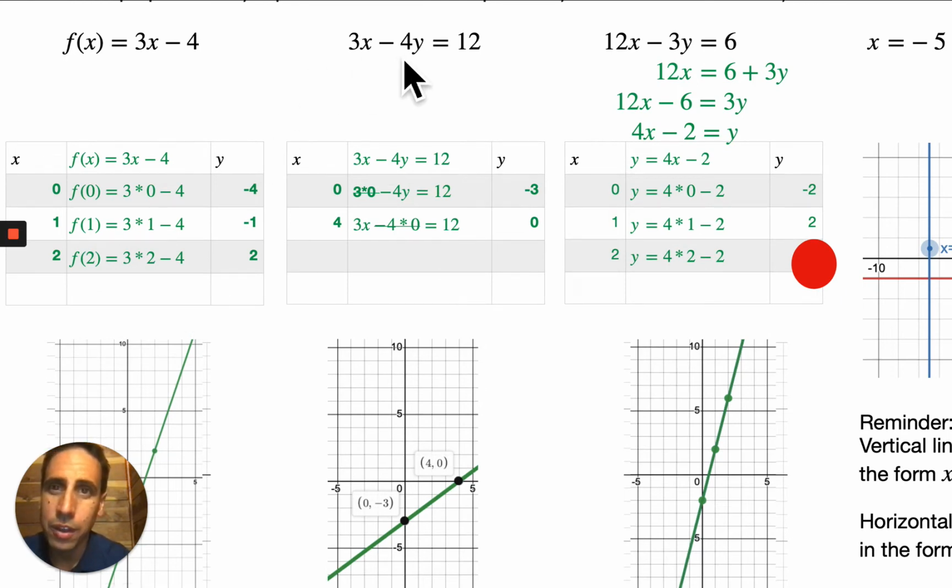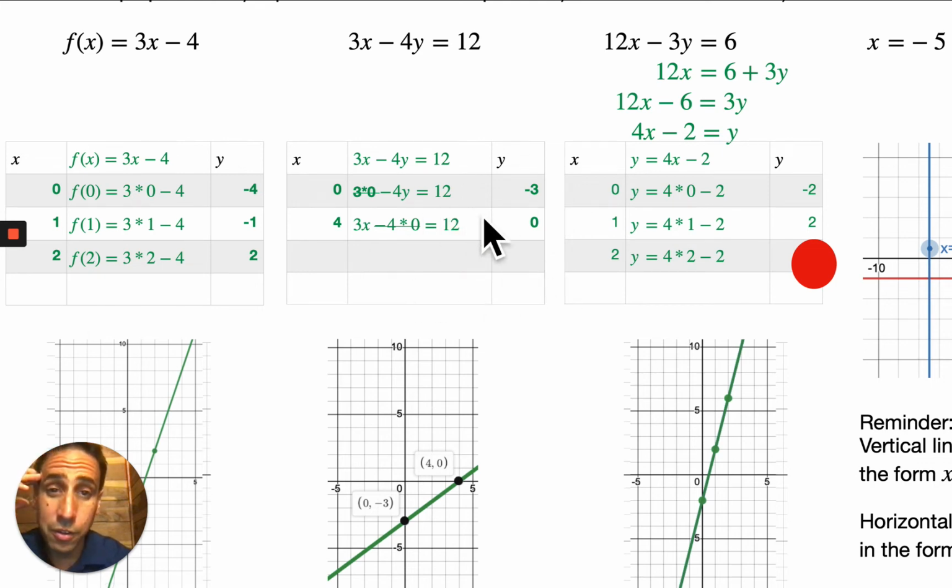Sometimes you might see 3x minus 4y equals 12. It's in a different format. You see x's and y's, and they're both on the same side of the equation. There's a couple different ways of doing this. One way would be to focus on the x and y intercepts. So let's say you just chose x to be 0. That would cross out this term, and you have negative 4y is equal to 12. And you could solve that. Dividing both sides by negative 4, you get negative 3.